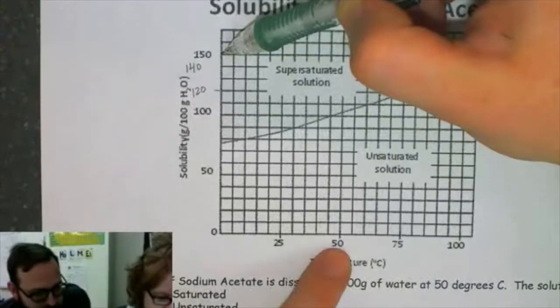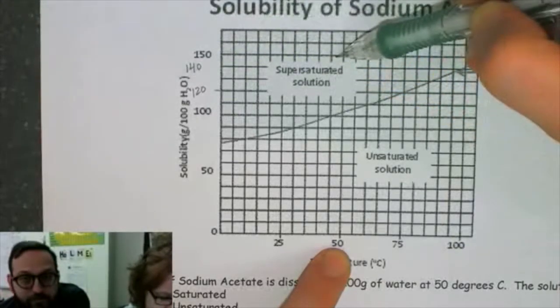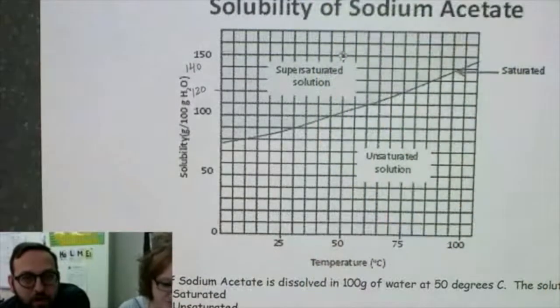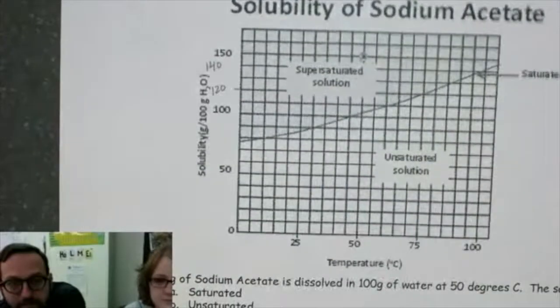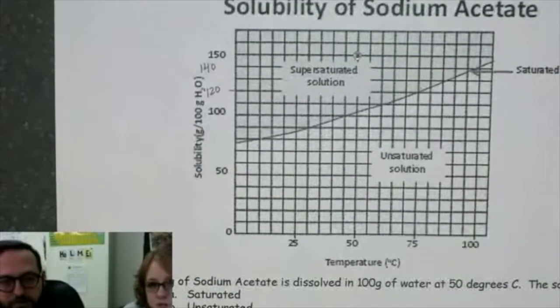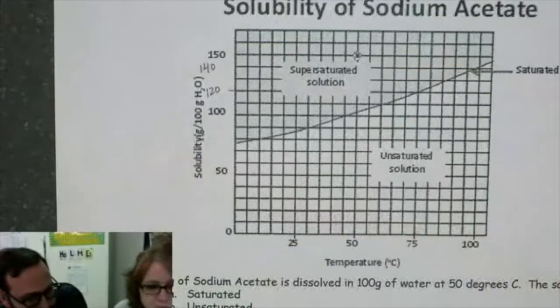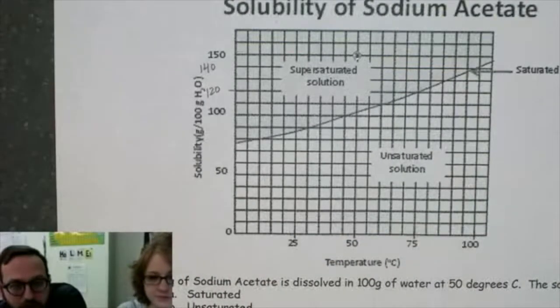At 50 degrees. Okay, so we've got 150 and 50, and they meet up right about there. So it's above the line. So what does that make it? Saturated, unsaturated, or supersaturated? Supersaturated. It's supersaturated. Very good. So if you got C for that question number 1, you did it right.